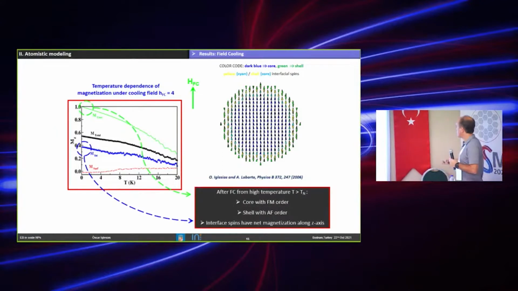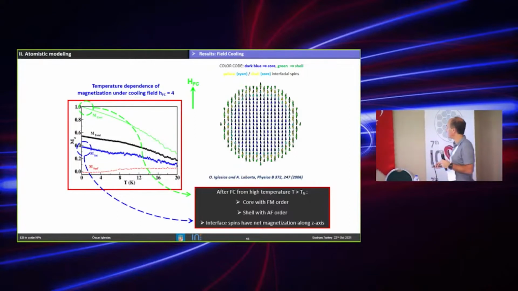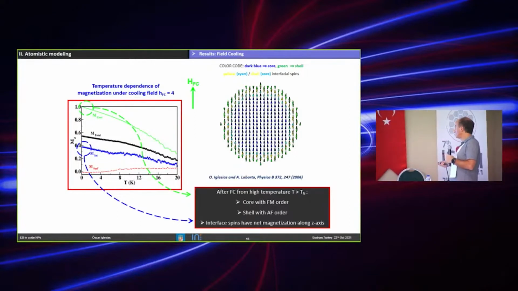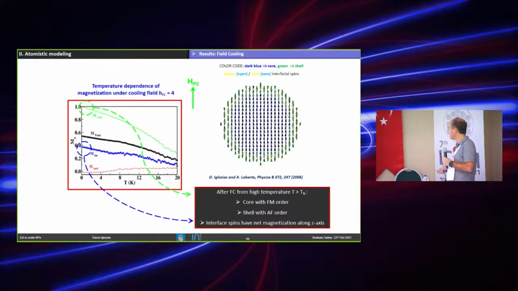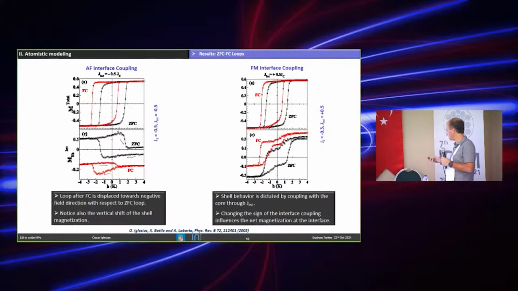between the ferromagnetic and the antiferromagnetic part. So after the field cooling process, the core orders ferromagnetically, the shell antiferromagnetically, and the interface spins have a net magnetization. The magnetization of the interface spins is not zero, which is crucial to understand what happens. And we will see in the next slides what's happening.